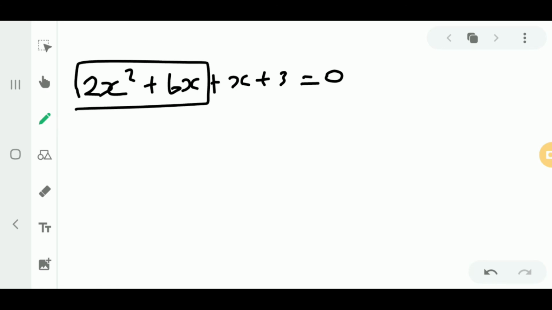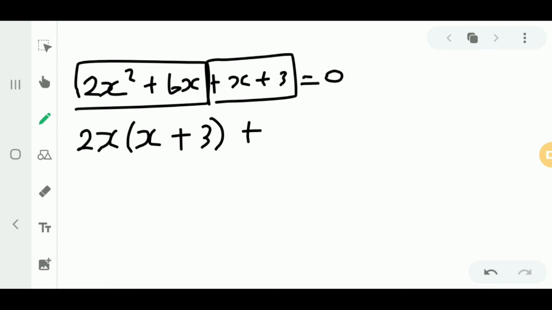So we have 2x squared plus 6x plus x plus 3 equals 0. Then we group the first two and we take out what is common. So if you look at this, you realize that 2x is common. 2x, and then you divide 2x squared by 2x, you're going to get x. 2x into 6x, you get 3. Plus, if you look at these, you realize that 1 is common. So that means you have x plus 3 left.